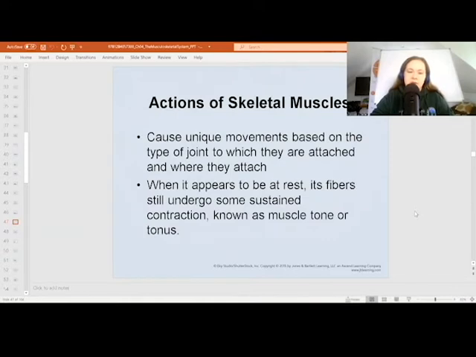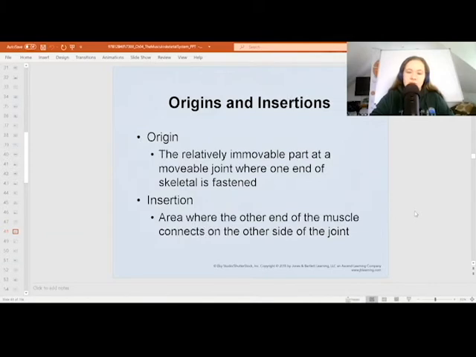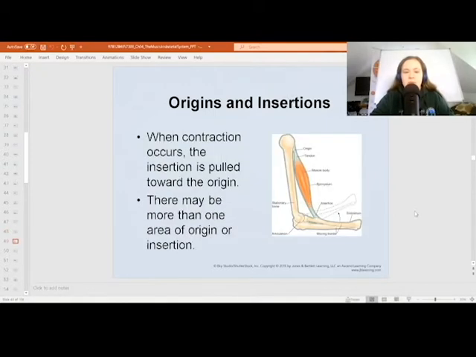The actions of skeletal muscles cause unique movements based on the type of joint to which they are attached and where they attach. When a muscle appears to be at rest, its fibers are still undergoing some sustained contraction, known as muscle tone or tonus. Origins and insertions: the origin is a relatively immovable part of a movable joint where one end of the skeletal muscle is fastened. The insertion is the area where the other end of the muscle connects with the other side of the joint. When contraction occurs, the insertion is pulled towards the origin. There may be one or more areas of origin or insertion.